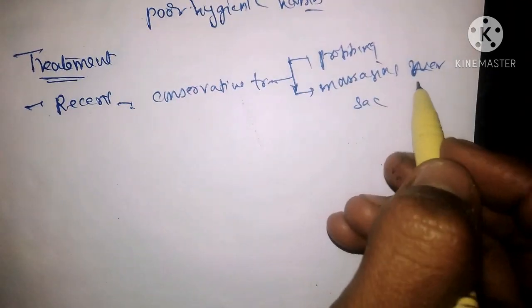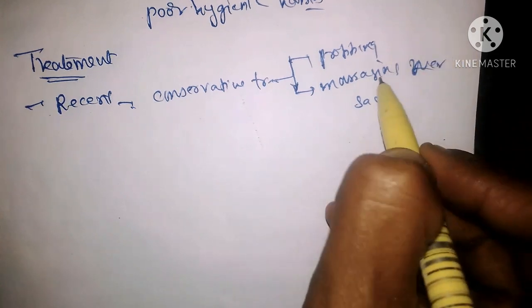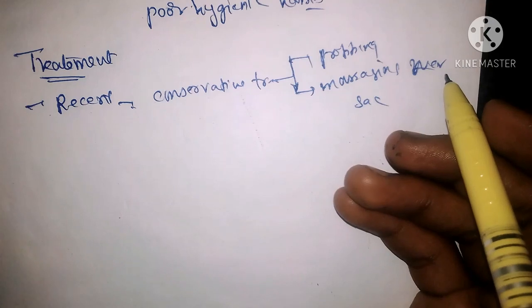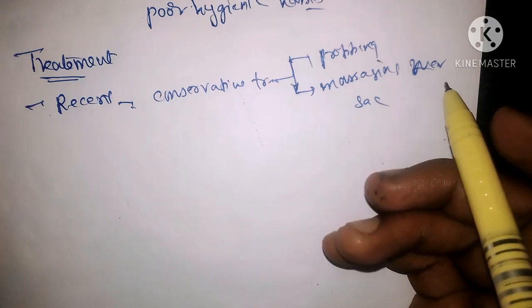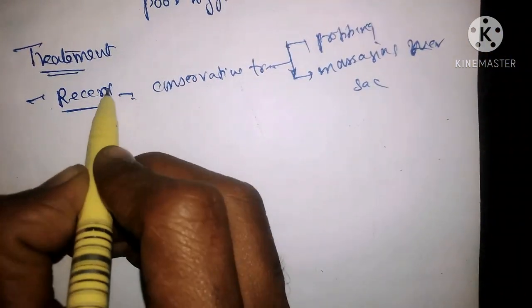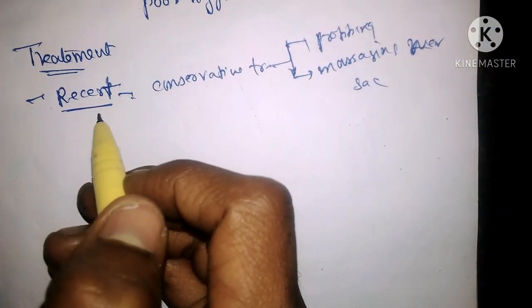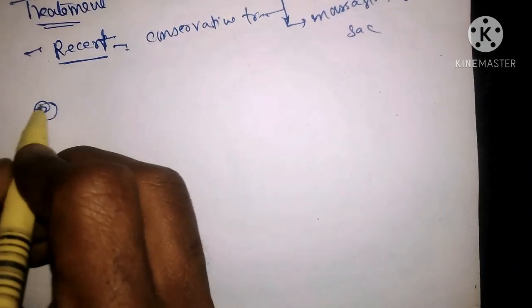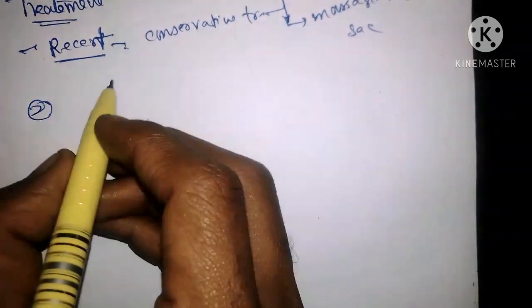Massaging over the lacrimal sac is done because when you massage, you will apply some pressure over the sac, right? This pressure will remove the obstruction. Clear? So this is done when the infection is recent. That means when the infection is at its starting level. Then second one is balloon catheter dilation.